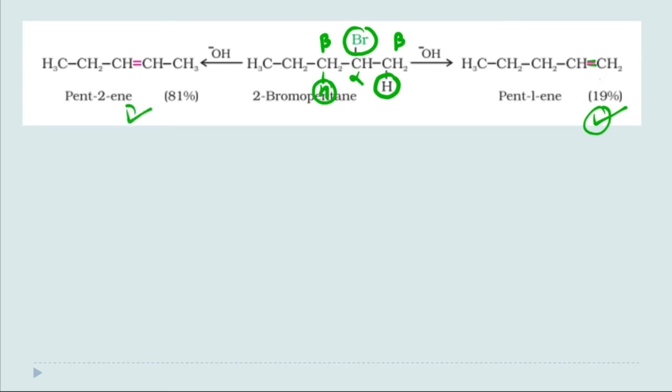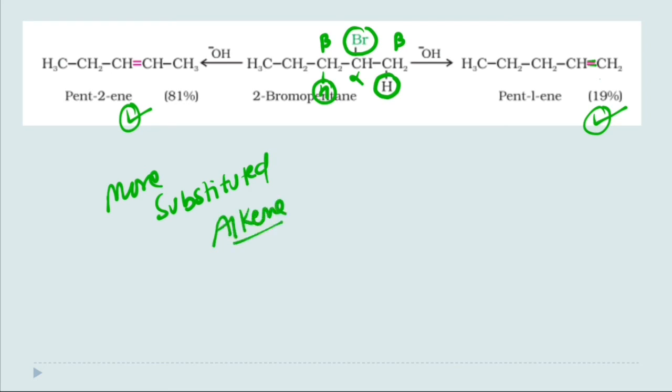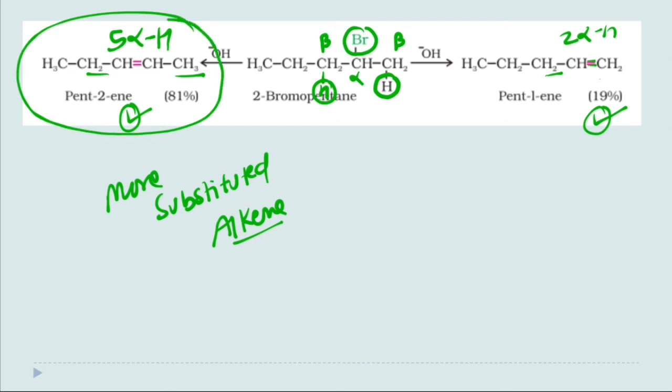Okay, so now in these two products, the more substituted alkene will be more stable, which means the double bond should have more numbers of alpha hydrogens. Like here we have 3 plus 2, 5 alpha hydrogens, and here we just have 2 alpha hydrogens. So the product containing 5 alpha hydrogens will be formed to a major extent. Now you can see it is 81% and this one is 19%. So this is called Saytzeff rule.